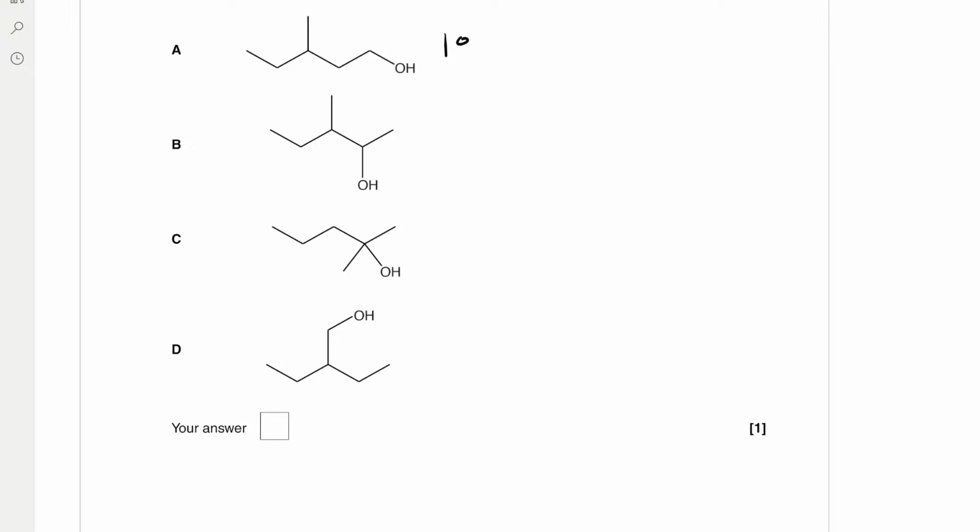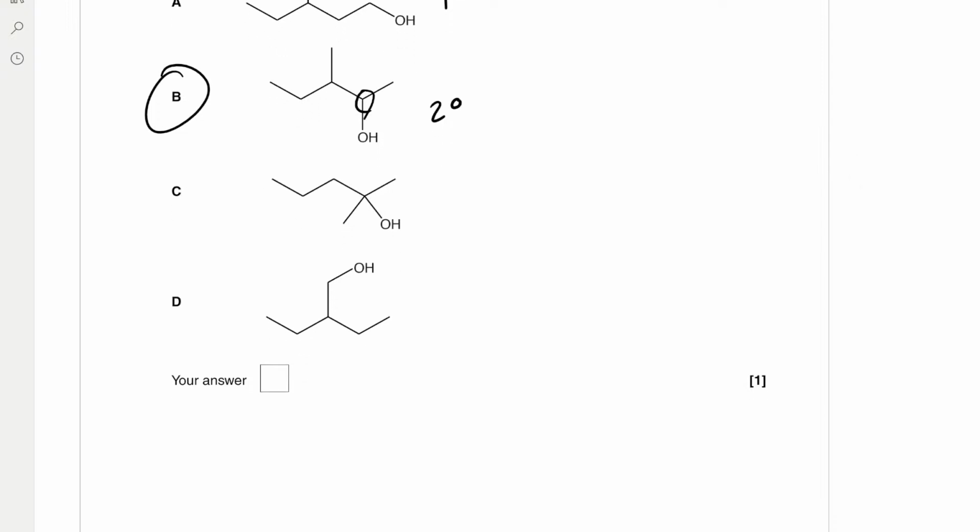So A is a primary alcohol because the carbon that it's attached to only has one alkyl group attached. Then we've got B, which is a secondary alcohol, so it could be B because the carbon that the alcohol group is attached to has two alkyl groups. Using that same reasoning, 1, 2, 3, that's a tertiary alcohol, and then D is a primary alcohol, so it can't be C, it can't be D, it can't be A, it must be B.